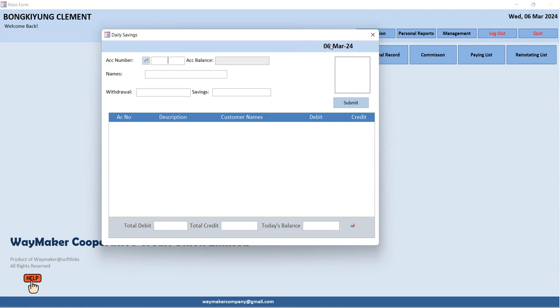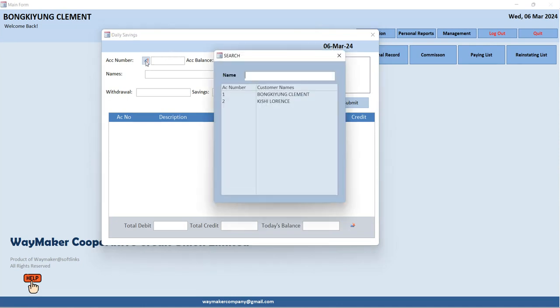You can see here the accounting date. So you input the transactions here following the accounting date that is opened. However, in order to backdate transactions, we will use the journal. We're going to see more about journal in the next videos.